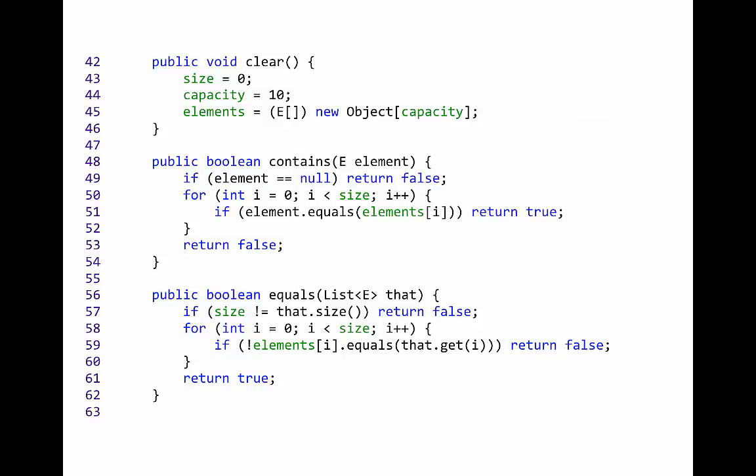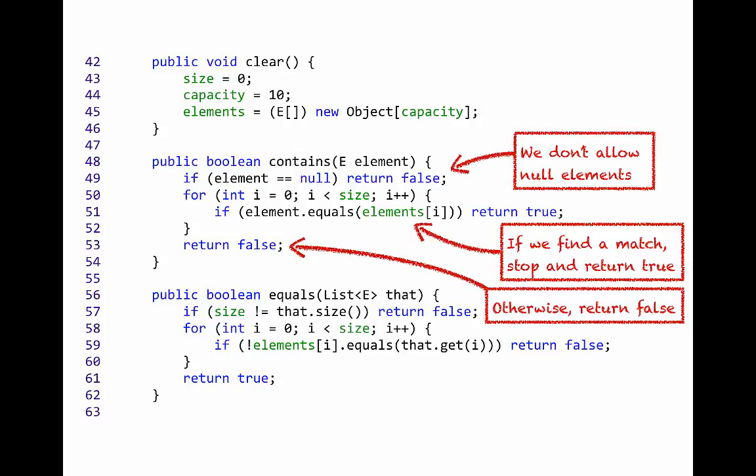The contains method returns true if the list contains the specified element. If the element is null, it just returns false. Otherwise, it loops through the array to see if the element's there. Note that it's just iterating up until size, because all of the cells in the array after that are unimportant. They don't represent elements of the list. And here are some visual comments.